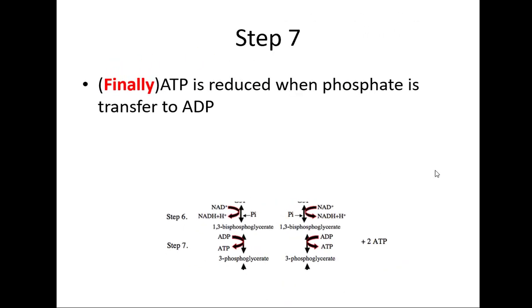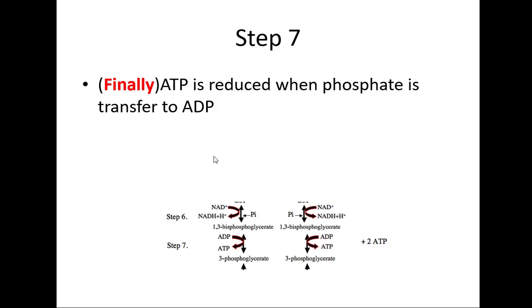Finally, ATP is produced when phosphate is transferred to ADP. Before step 7, we just consumed ATPs, right? Do you remember the hexokinase reaction? We need ATP. The PFK reaction? We need ATP. And we added inorganic phosphate. So now it's time to produce ATPs. So step 7.